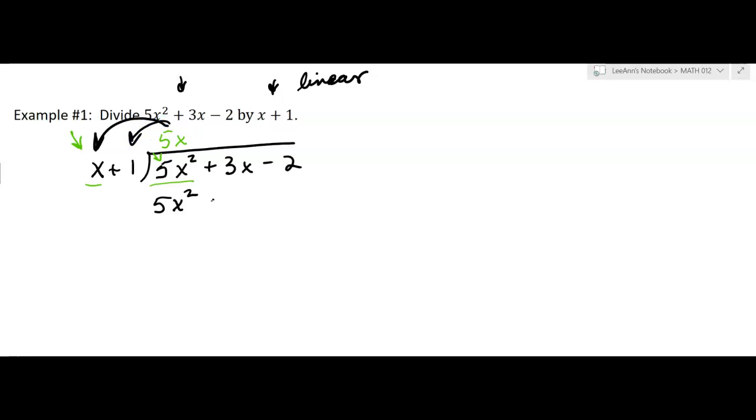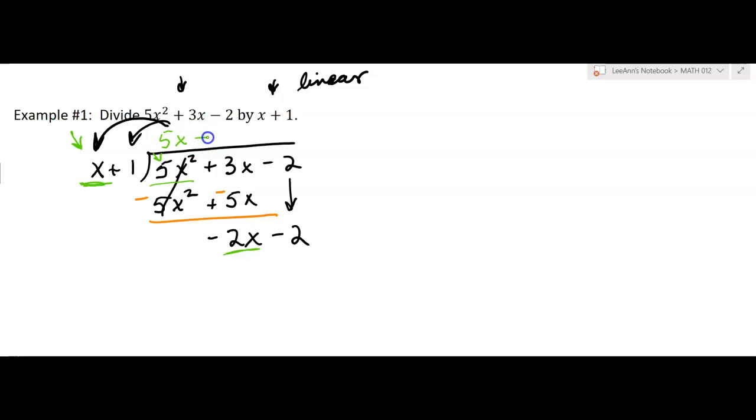5x times 1 is 5x. Then you have to change your signs, because we're going to be subtracting. So we get these to cancel out, minus 2x, bring down the next term, which is minus 2. Now we're going to go again. So how many times does x go into minus 2x? Or what do I multiply x by so it will look exactly like minus 2x?